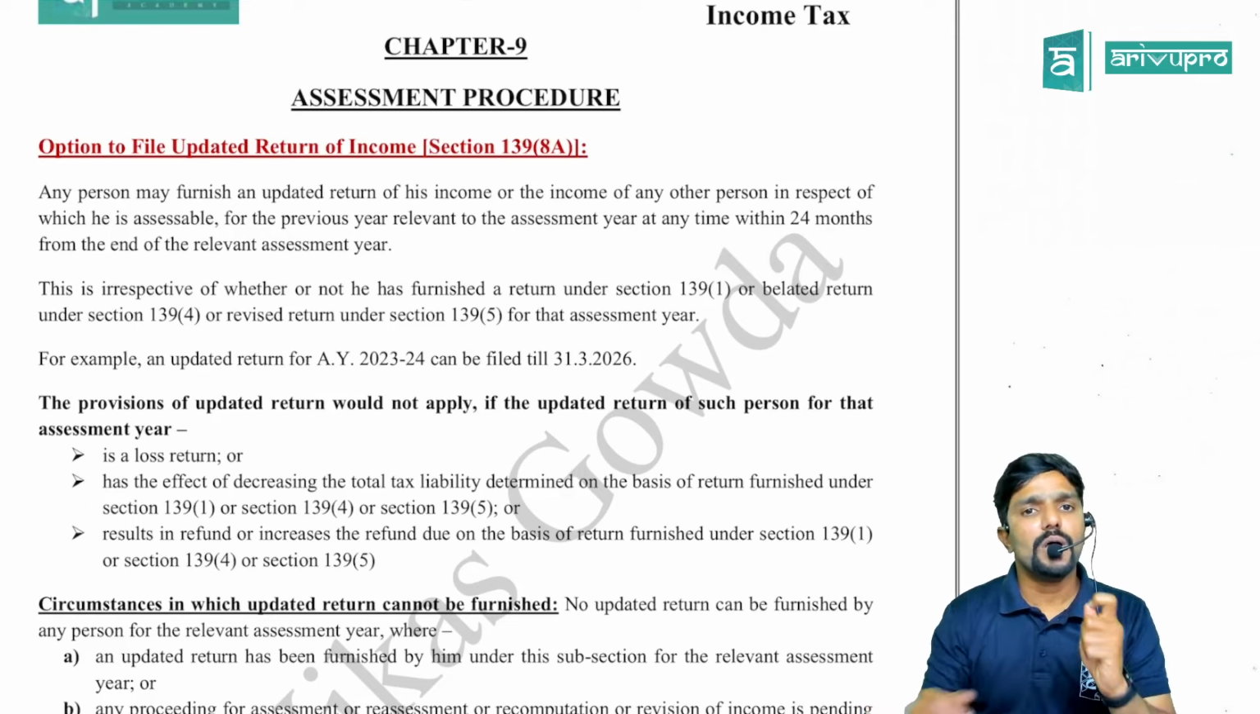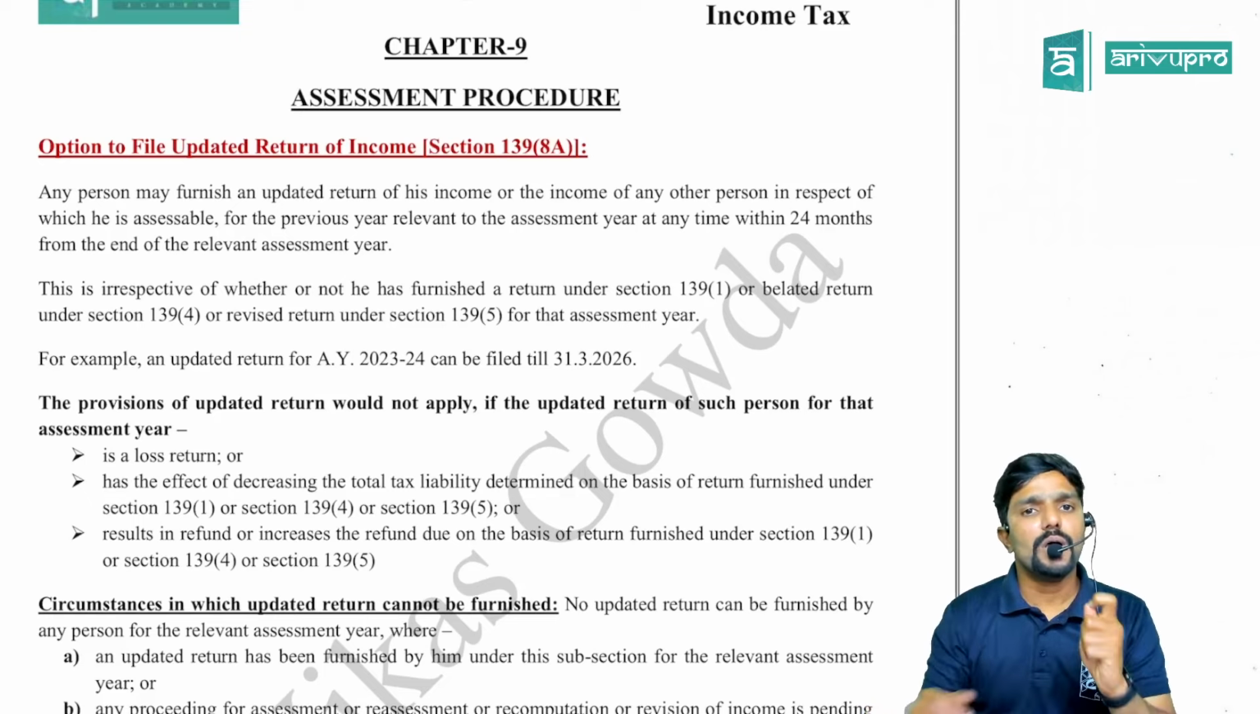But here what they are saying is, this is irrespective of whether or not he has furnished a return under section 139 subsection 1, that is within the due date, or belated return or revised return. That means whether or not you have filed the return in the past, now you can file updated return. This is what they are trying to communicate in this point. For example, updated return for assessment year 23-24 can be filed till 31st March 2026, guys. That is within 24 months from the end of relevant assessment year.